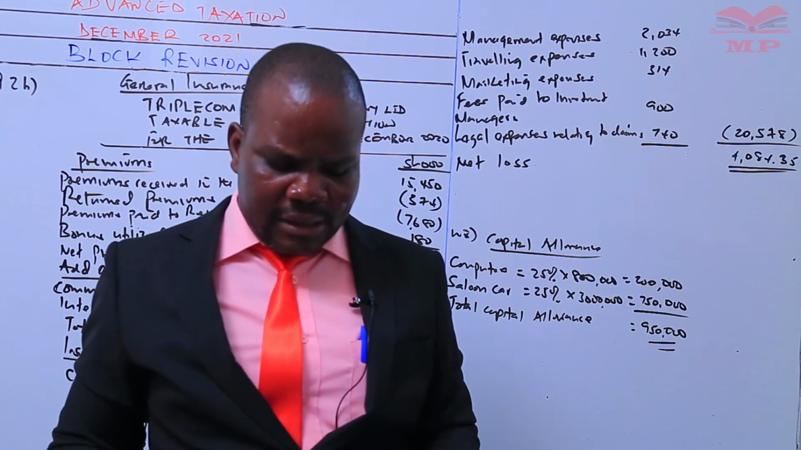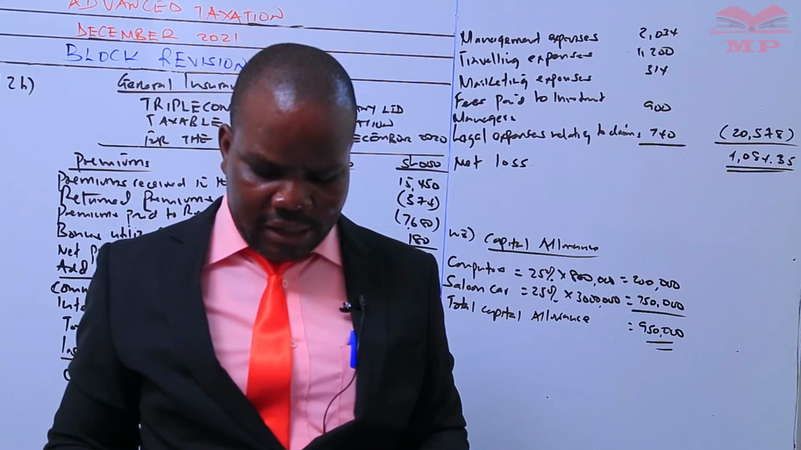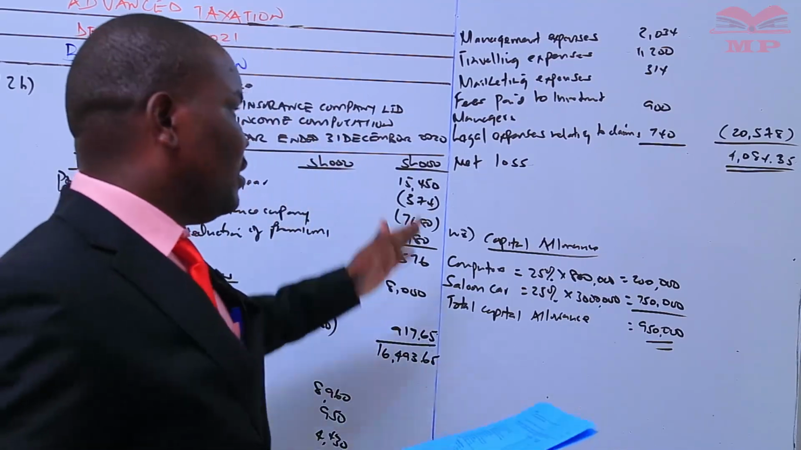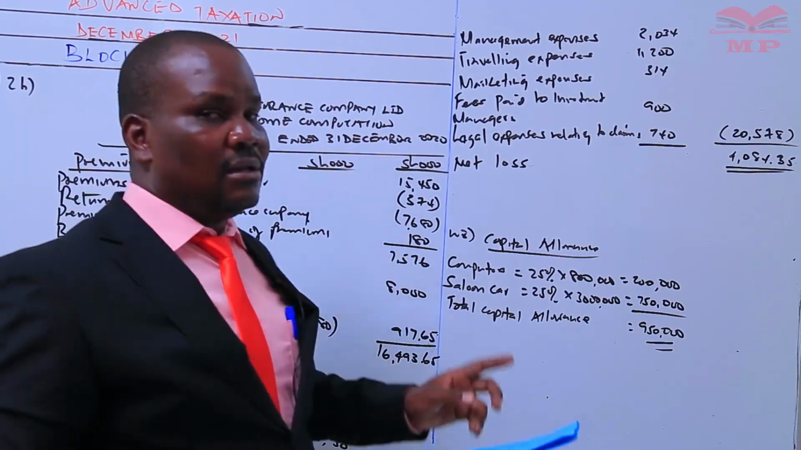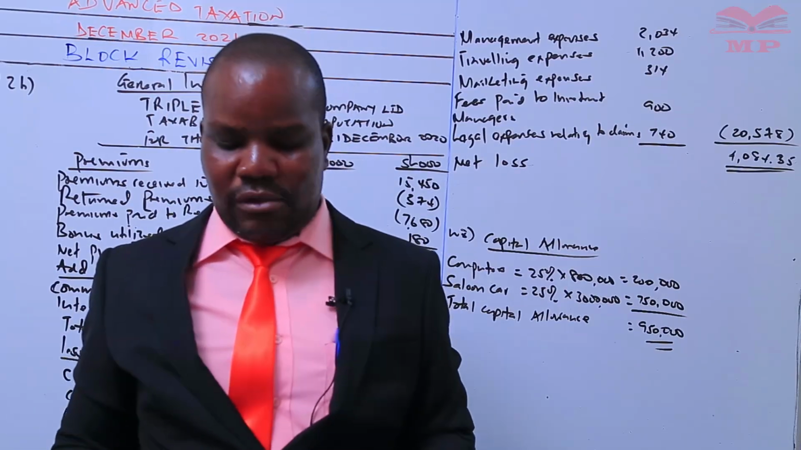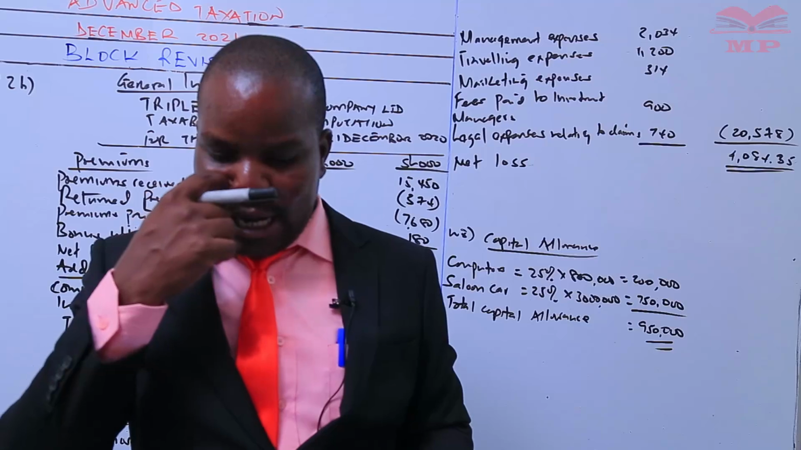Remember, the question is the taxable income or loss for Triple Com Insurance Company Limited for the year ended 31st December 2020. So we work out the taxable income under general insurance, we work out the taxable income under life assurance, then you get the sum of the two. So this is just under general insurance. So we move to life assurance.